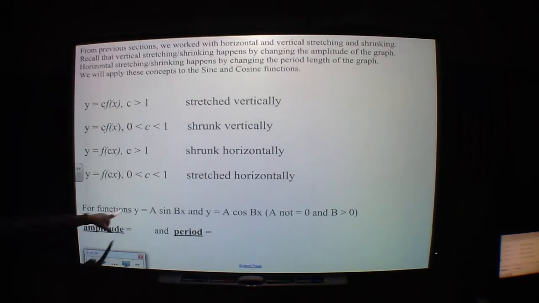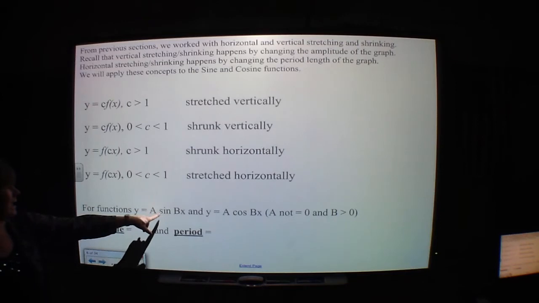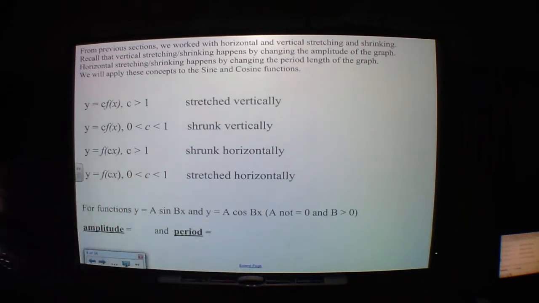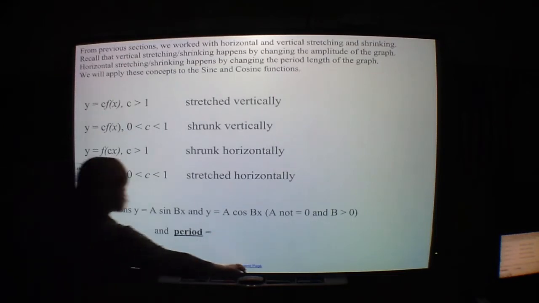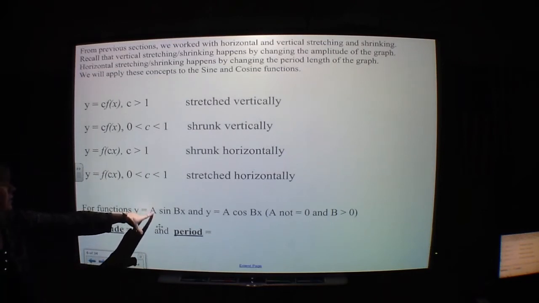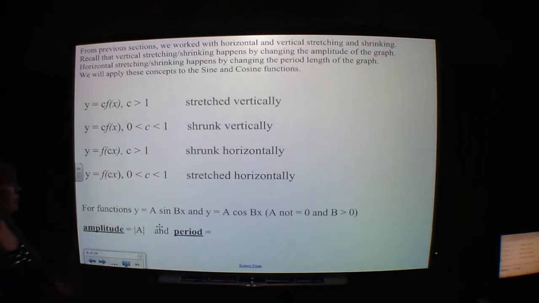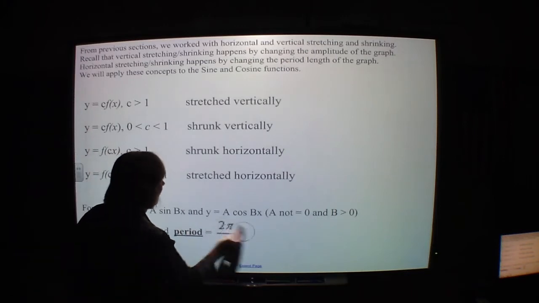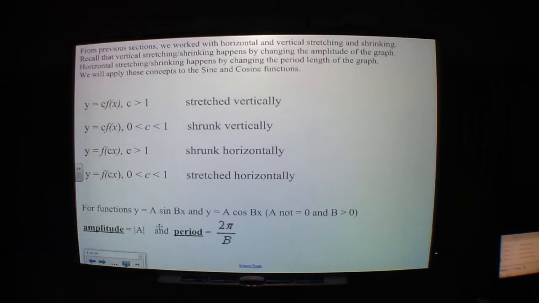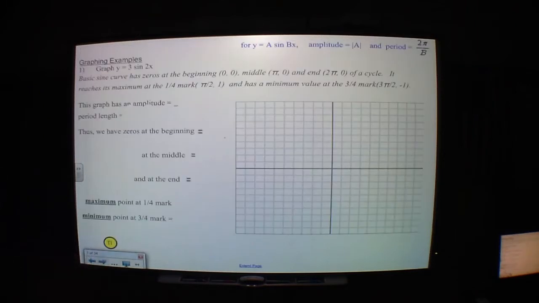So if I have some function y is equal to a sine of bx, or y is equal to a cosine of bx, a is not 0 and b is greater than 0. The amplitude would be the absolute value of my a, the number in front, the positive of it, and the period is 2 pi over b, whatever number is in front of x. So you need those formulas, so don't forget those formulas. So now let's graph some examples.